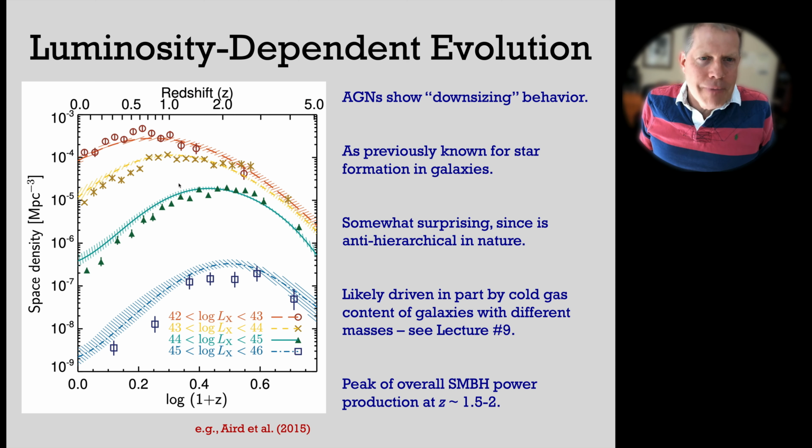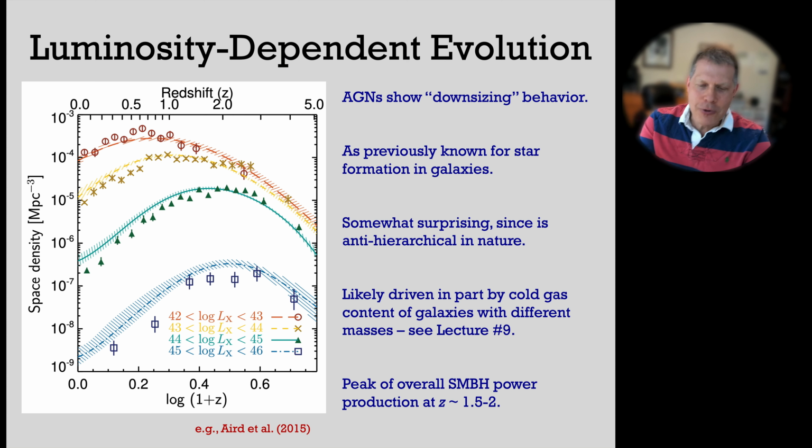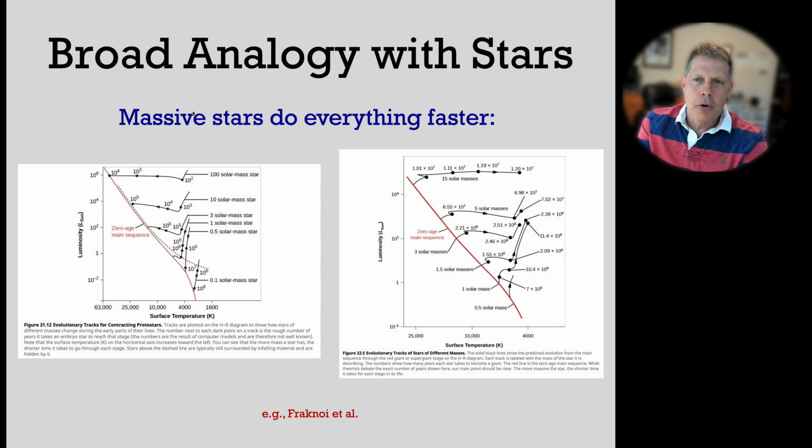Even more broadly, in fact, very broadly indeed, this is perhaps only a useful mnemonic for remembering things. The AGNs and the galaxies evolve, very broadly, in the same kind of way that the stars evolve. You will remember that massive stars do everything faster compared to low mass stars. This plot here shows the evolutionary tracks for contracting protostars, and massive stars contract down to the main sequence on timescales of just tens of thousands or hundreds of thousands of years, whereas the low mass stars can take millions of years, tens of millions of years, even more than 100 million years to reach the main sequence.